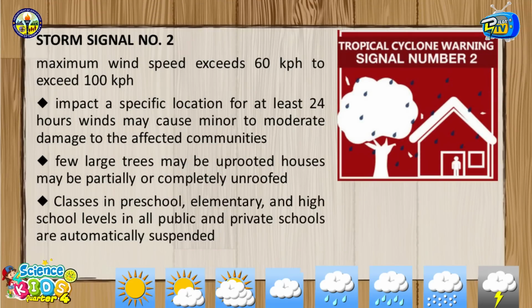Storm signal number 2. Maximum wind speed exceeds 60 km per hour, up to 100 km per hour, impacting a specific location for at least 24 hours. Winds may cause minor to moderate damage to the affected communities. Few large trees may be uprooted. Houses may be partially or completely unroofed. Classes in preschool, elementary, and high school levels in all public and private schools are automatically suspended.